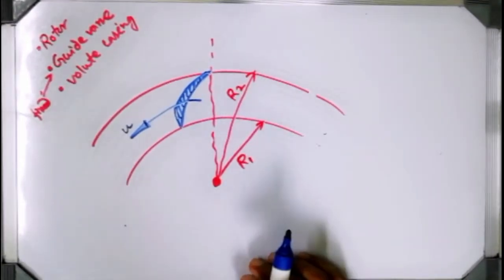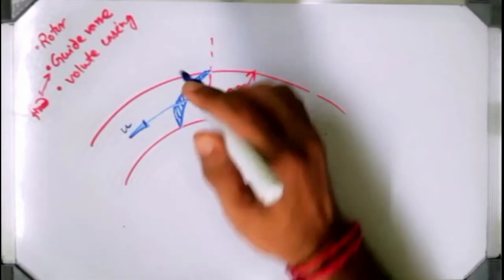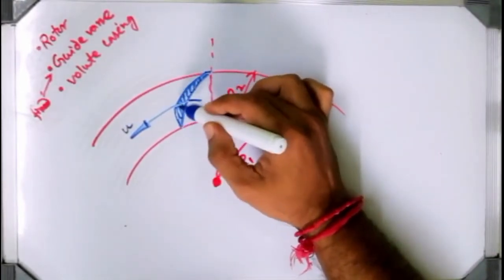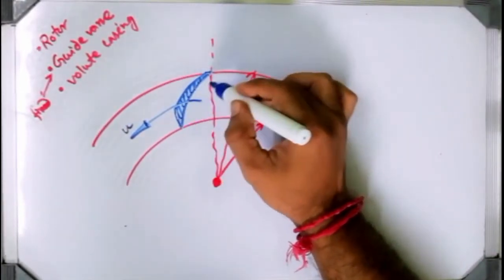In the case of a centrifugal pump, these blades are actually backward curved. Why are they backward curved?